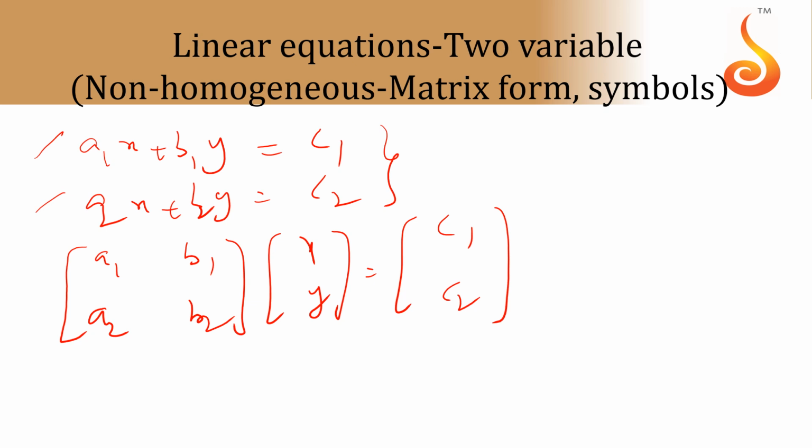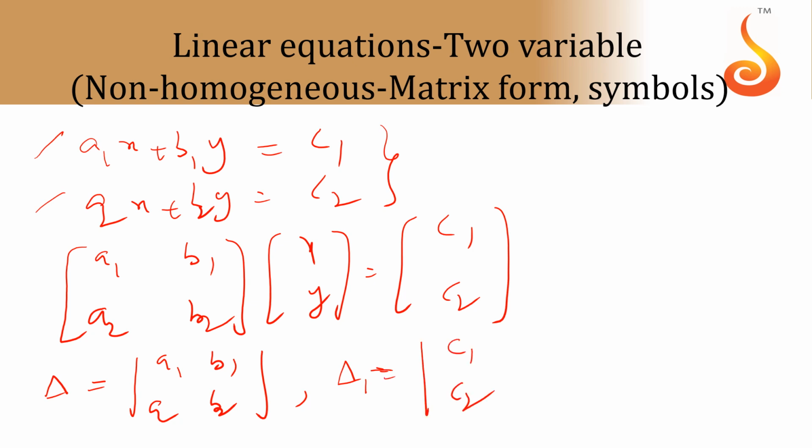And you know that the determinant of [a1 b1; a2 b2] is generally represented by delta. If the first column is replaced with c1, c2, keeping b1, b2, it is delta 1. Delta 2 will be a1, a2, c1, c2. The second column is replaced with the column c1, c2.